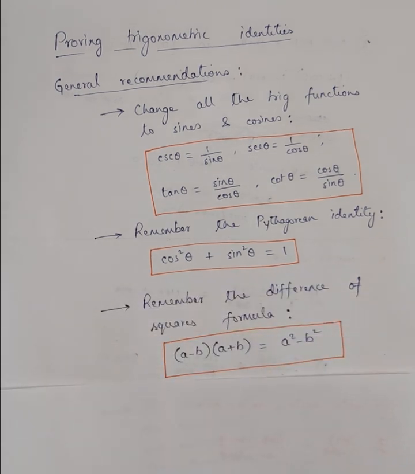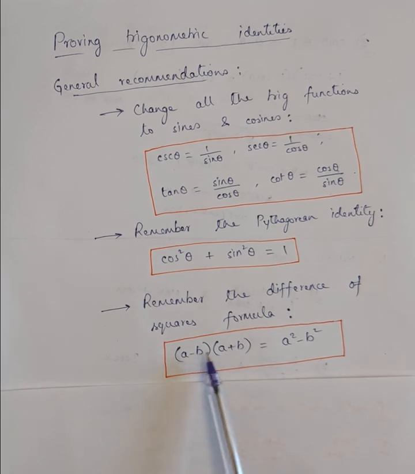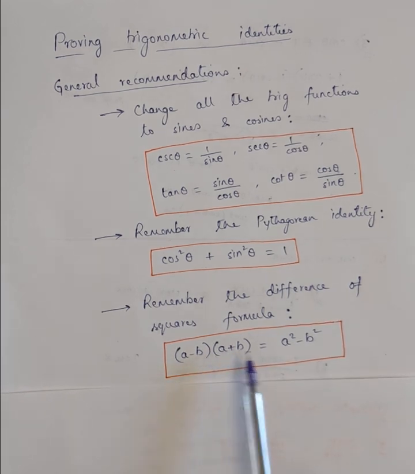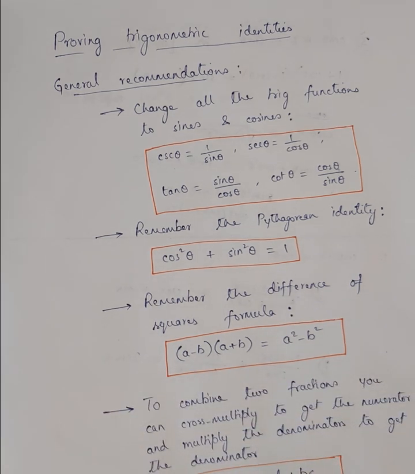And then from algebra, you want to remember the difference of squares formula. If you multiply quantities that look like this, a minus b times a plus b, you're going to get a square minus b square. And finally, I said to combine two fractions.